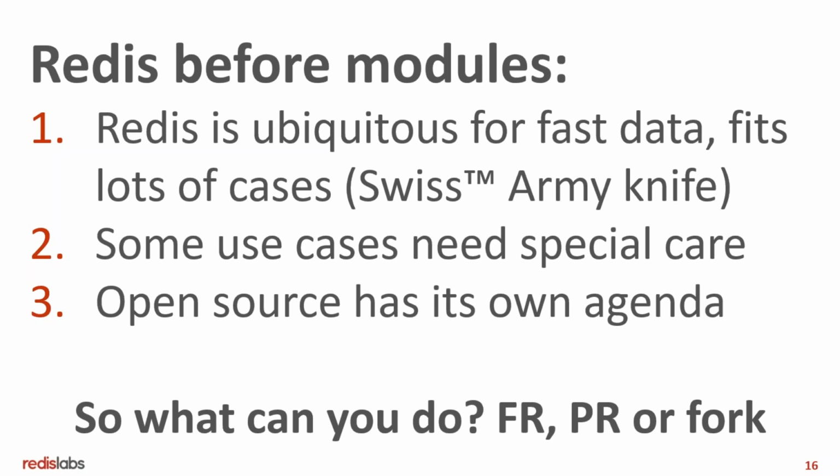You could either submit a feature request to the community, but most chances are that unless the feature is tremendously important and relevant to everyone, it won't gain a lot of traction there. So you could go ahead and actually code that feature on top of the Redis core open source and submit it as a pull request.